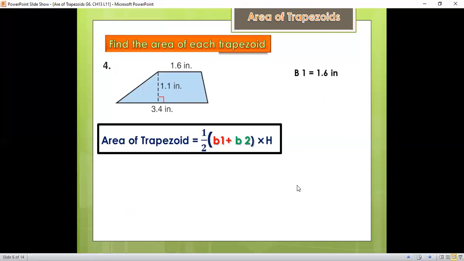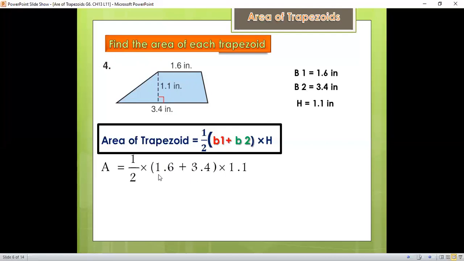Number 4. The length of the first base is 1.6 inches. The second base, we can say the shortest base and the longest base, is 3.4 inches. And the height is 1.1 inches. By substituting in the formula, area of trapezoid equals half, base 1 plus base 2, multiplied by height. Then half multiplied by 1.6 plus 3.4 in brackets, multiplied by height 1.1.